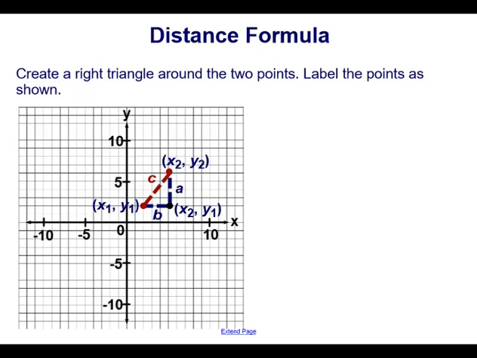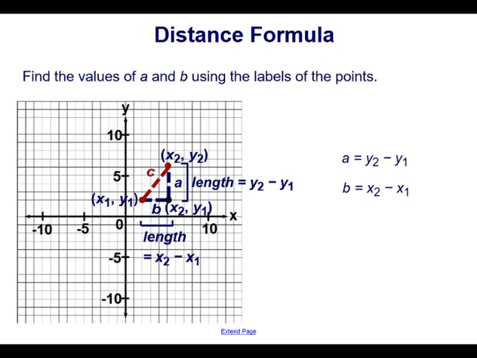So we want to create a right triangle around the 2 points and label the points not as the numbers that they are, not where they are in the coordinate plane, but just the fact that the first point will be x1, y1, the second point will be x2, y2, and if we create the right triangle, we're then having our third point that makes up the right angle of the triangle, and that has the coordinates of x2 and y1.